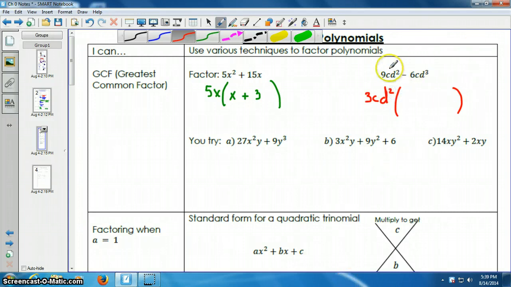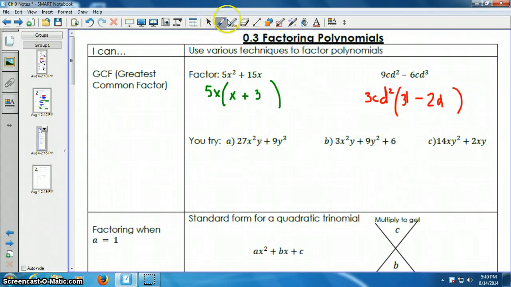Now I'm going to go ahead and divide that out. 9 divided by 3 is 3. C, take out a c, no c's left. D squared, take out d squared, no d's left. Bring down the subtraction. 6 divided by 3 is 2. C, divide out a c, nothing. D cubed, take out d squared, just 1d left. And you're done. And again, redistribute if you need to check. I guess it wouldn't be FOIL, it'd be distribute.